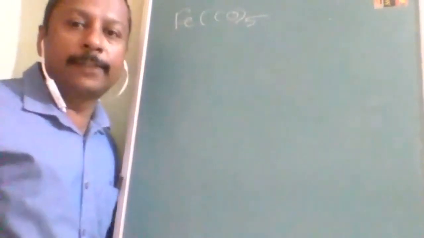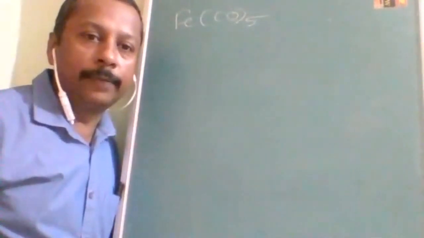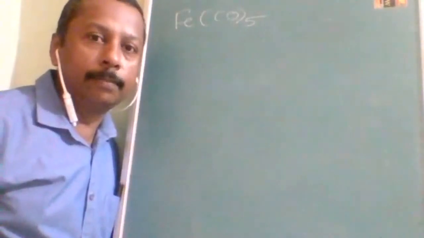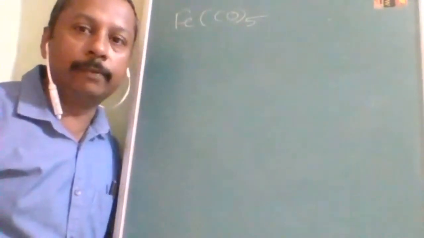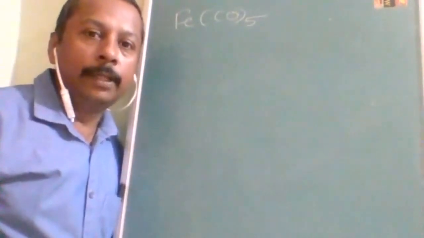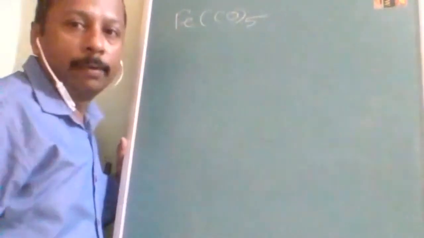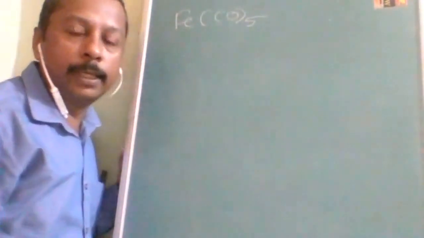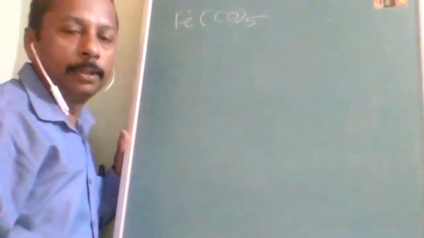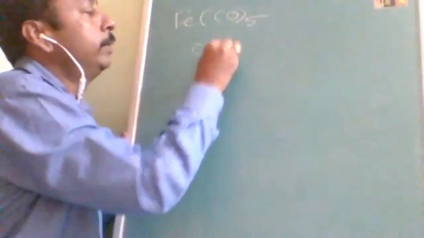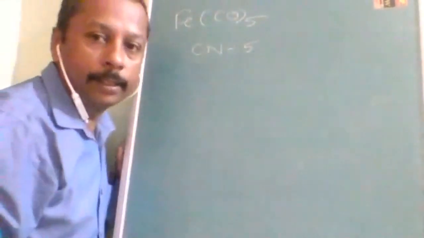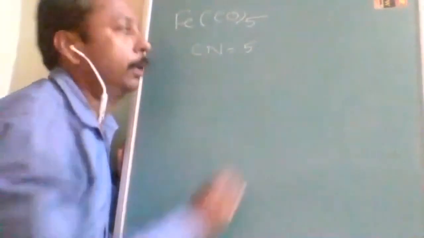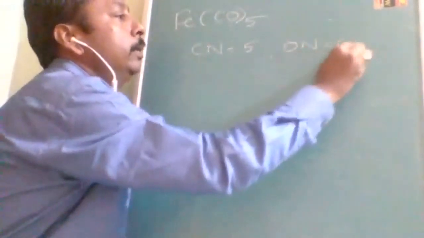Okay students, after successful completion of examples of coordination number 4, now we are with coordination number 5, that is Fe(CO)5. So Fe(CO)5 is for coordination number 5. What should the structure be? dsp3 or sp3d, both are possible. Let's see the possibility. Before that, what you should know: the coordination number is 5. Each carbon monoxide gives one lone pair, 5 carbon monoxides, coordination number 5. Then the oxidation number is 0.